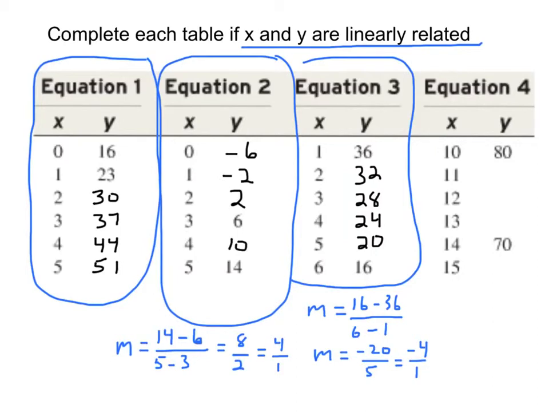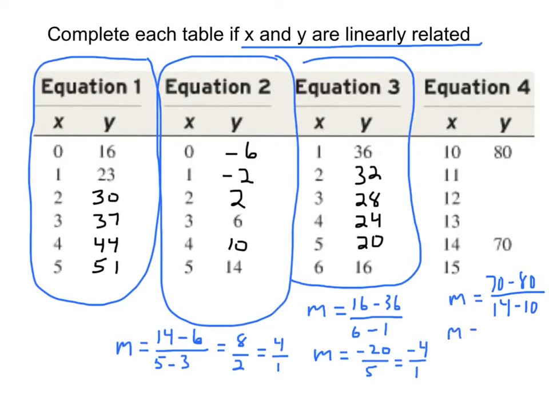In this last example, we have a similar situation, so we'll do the same thing. The slope would be y2 minus y1. So let's think of this as y2 because it's the later point in the table, and that's y1. So we'll take 70 minus 80, and that's going to be over x2 minus x1, 14 minus 10. So we have 70 minus 80 divided by 14 minus 10.